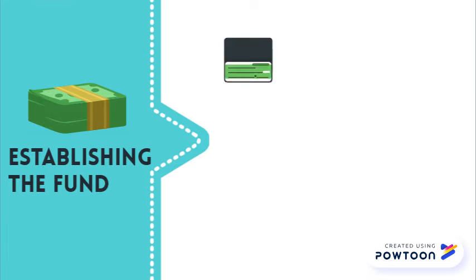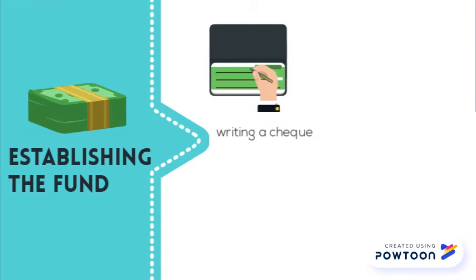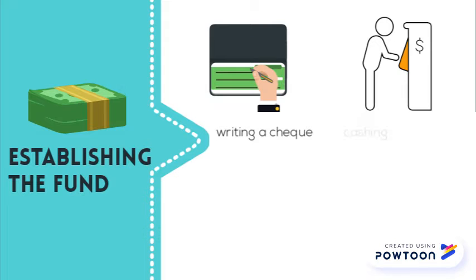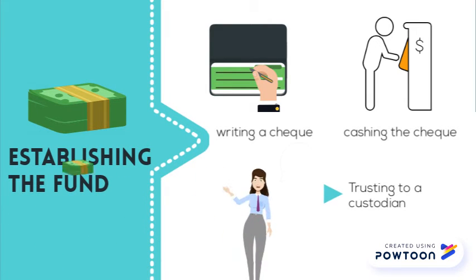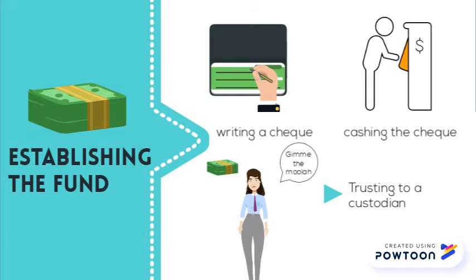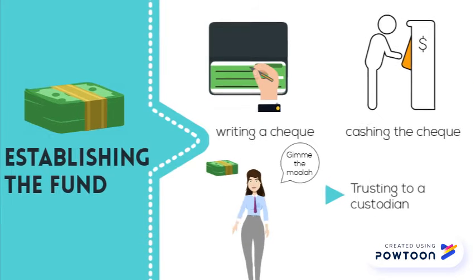Establishing the fund is basically writing a check with the amount of the fund. The amount again varies from company to company. Then cashing the check to convert it into cash and entrusting it to an employee we call a custodian. A journal entry will be recorded when the fund is established.